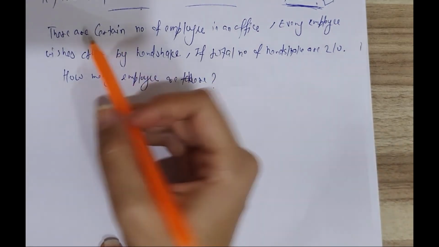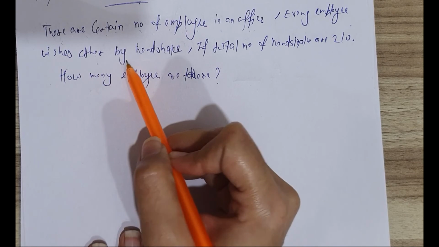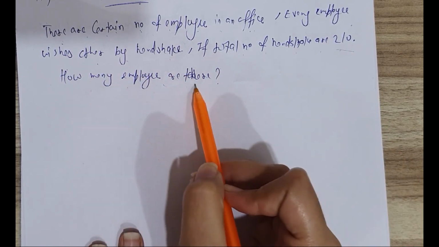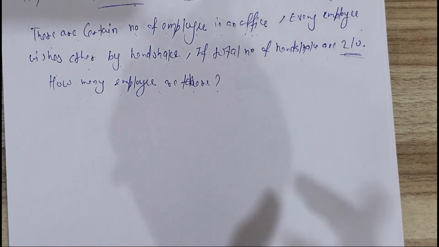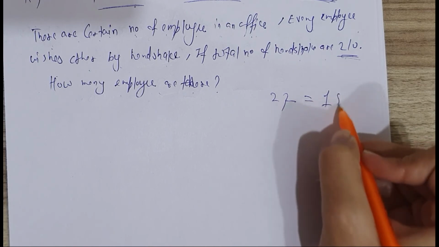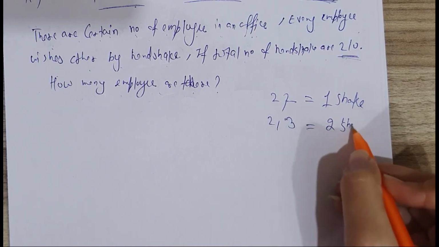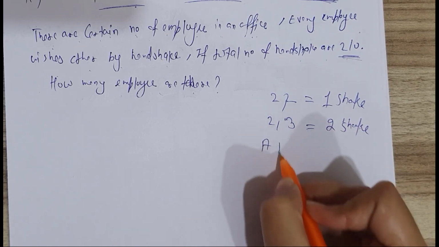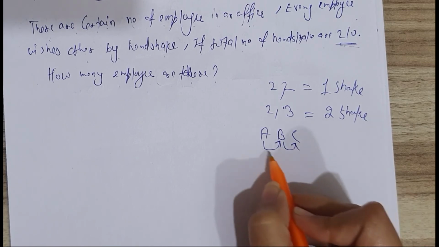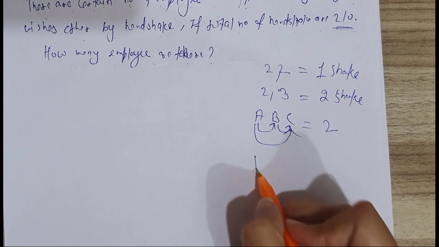Now next question. There are a certain number of employees in an office where every employee greets the others by handshake. If total number of handshakes are 210, how many employees are there? So 2 persons make 1 handshake. If 2 persons are there, then they make 1 handshake. If 3 persons are there, then number of handshakes will be 3. That is, A handshakes with B, B handshakes with C, and A handshakes with C.